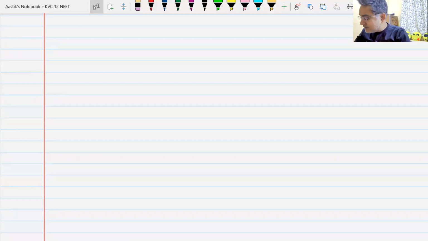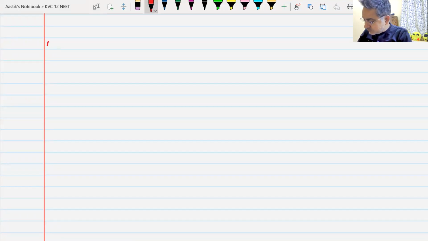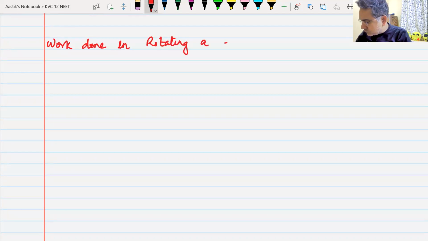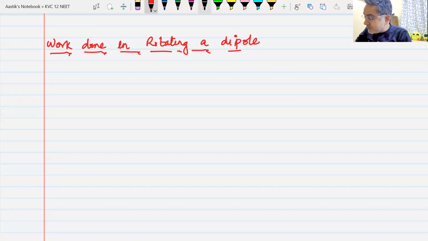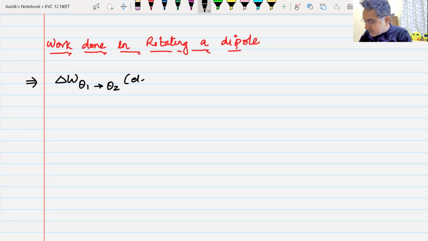Now, write the next heading: work done in rotating a dipole. How much work is done in rotating a dipole? You might never get a question on this, but just remember this. Work done in rotating a dipole from angle theta 1 to theta 2 by electrostatic force will be equal to energy at theta 1 minus energy at theta 2.